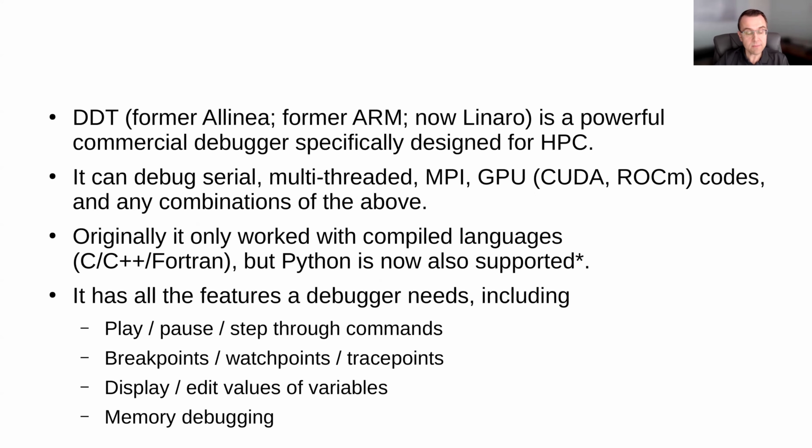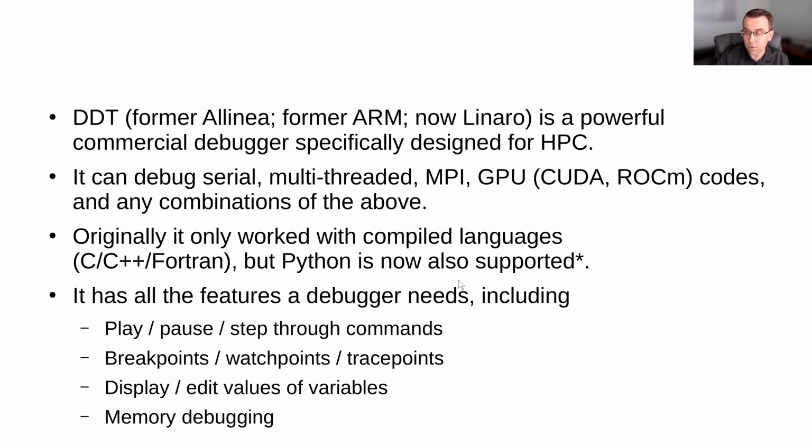So let's start with the overview of DDT. DDT was originally produced by a company called Alinea. Later it was purchased by ROCm company, and now it's owned by Linaro. It is a powerful commercial debugger specifically designed for HPC, but it can also do any kinds of debugging. It can debug serial, multi-threaded, MPI, GPU, including NVIDIA and AMD GPU codes, and very importantly, any combinations of the above.